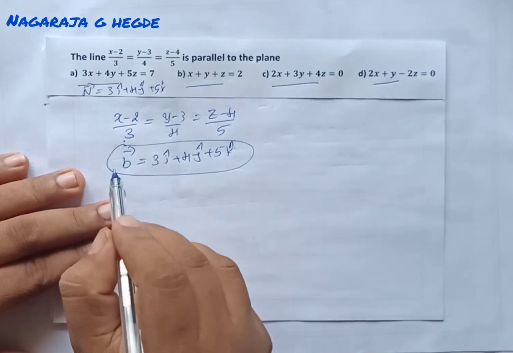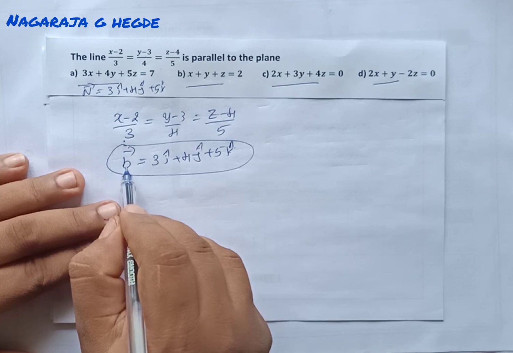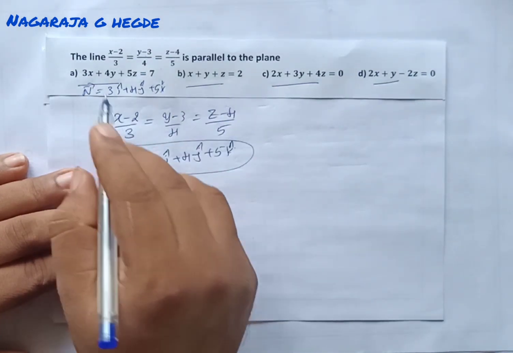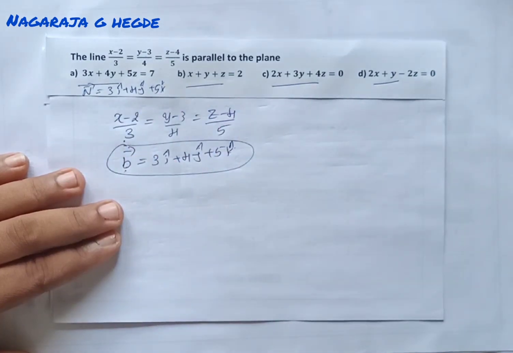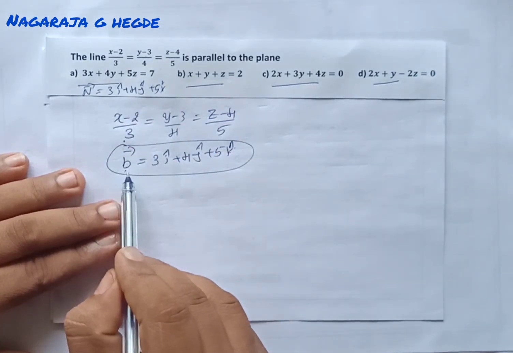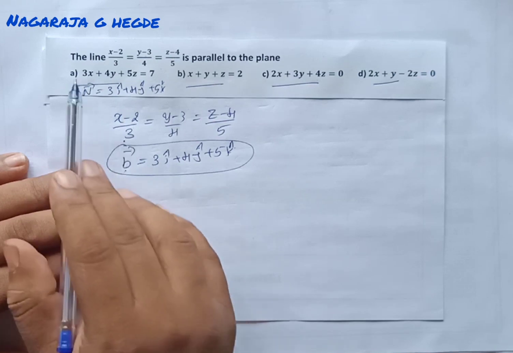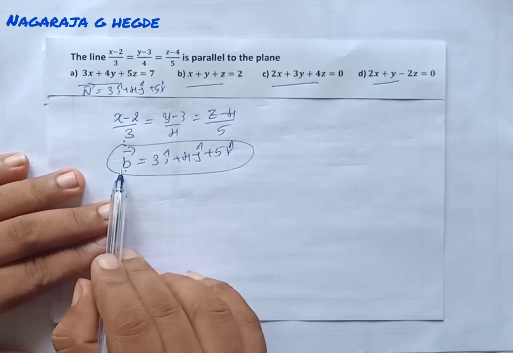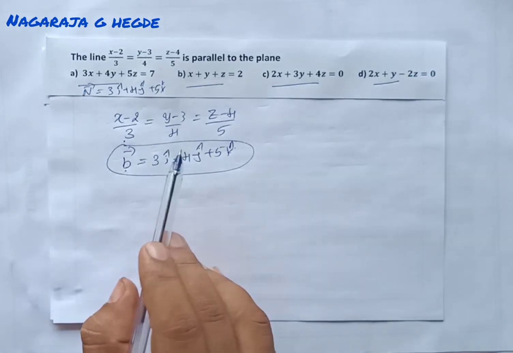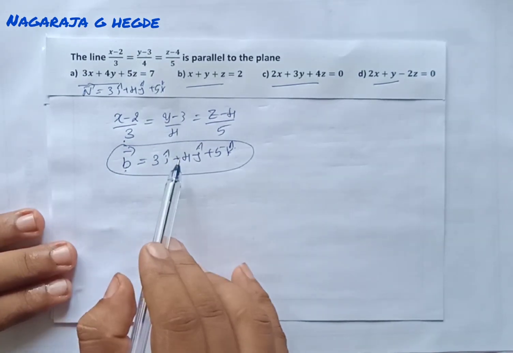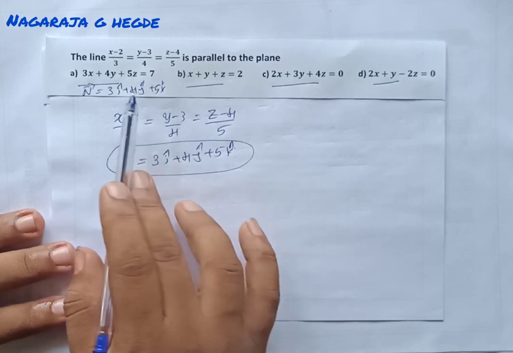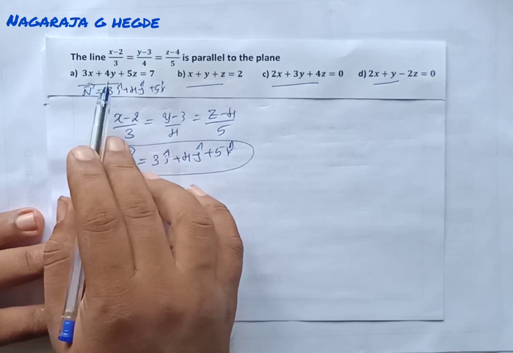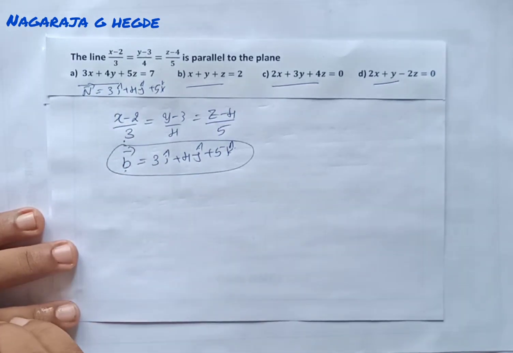If this vector b is parallel to the plane, then vector b is perpendicular to its normal. Yes or no? Because the line is parallel to the plane, this vector is also parallel to the plane. If this vector is parallel to the plane, it is perpendicular to its normal also. So which option will give a normal perpendicular to the vector?